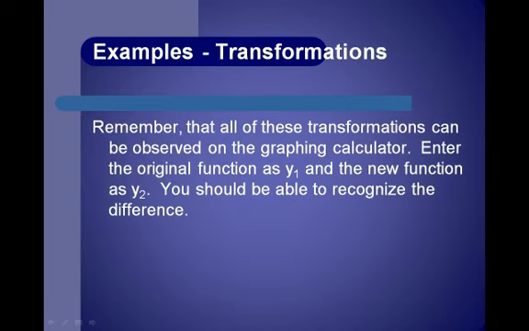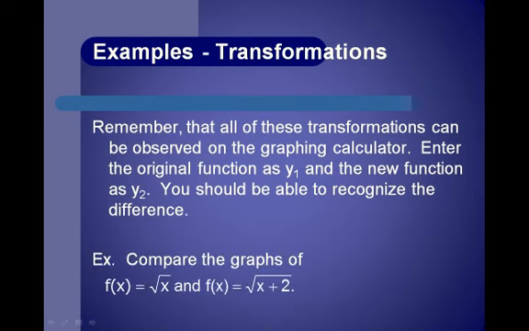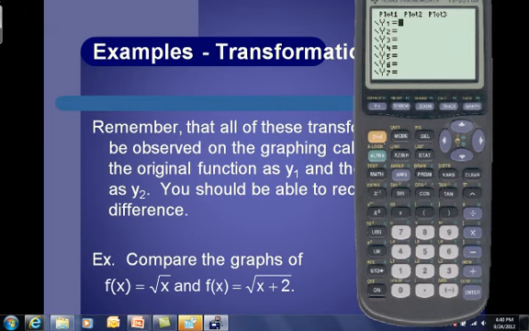Remember that all of these transformations can be observed also on the graphing calculator. Enter the original function as y1 and the new function as y2. You should be able to recognize the difference. For example, let's compare the graphs of f of x equals the square root of x and f of x equals the square root of x plus 2. So when we go to y equals, the first function is going to be the square root of x. Then the second function is going to be the square root of x plus 2.